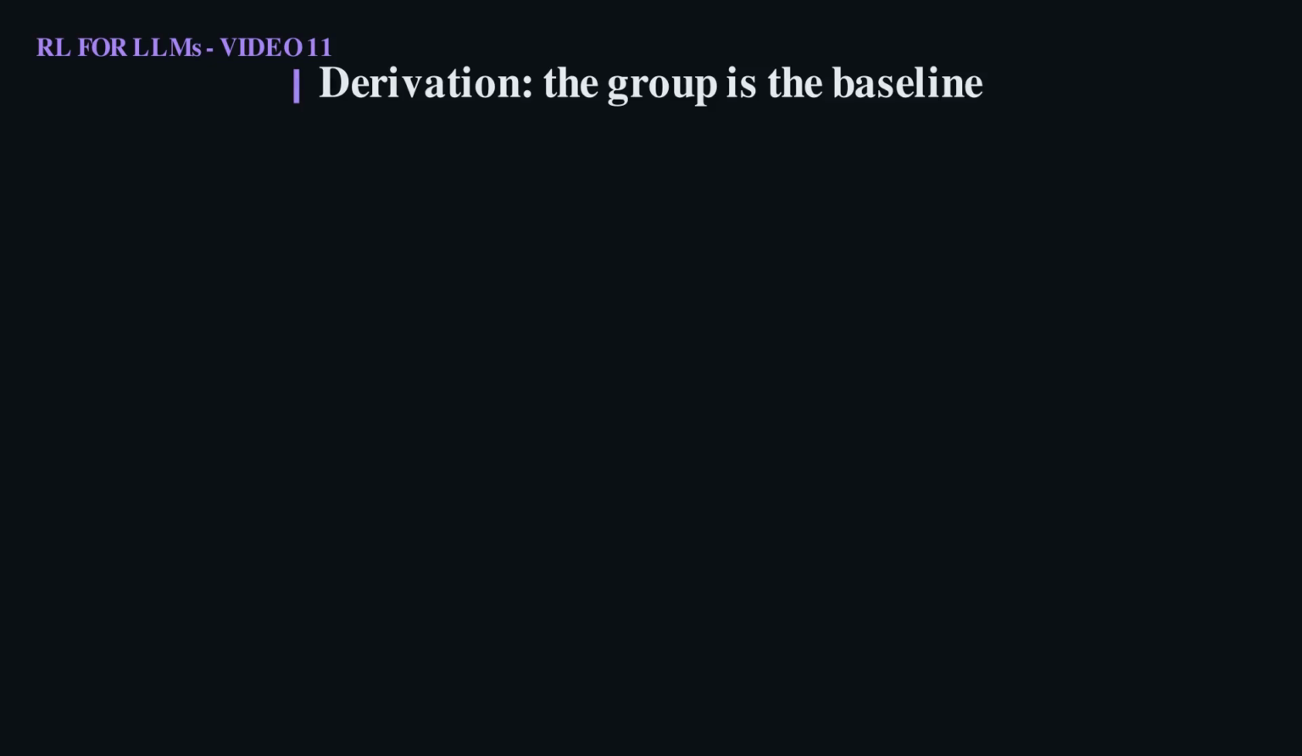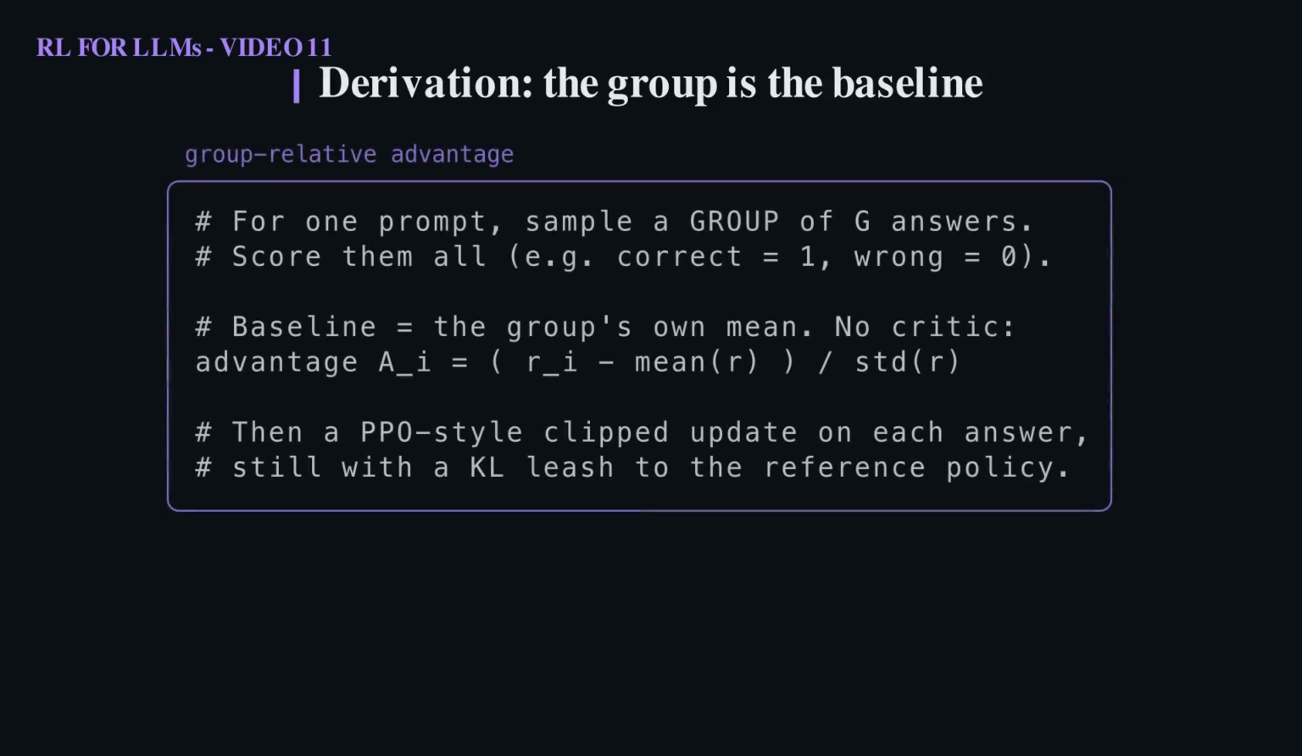For a single prompt, sample a group of answers and score every one of them. The baseline is just the group's own mean, no critic anywhere. Each answer's advantage is how far it lands above or below that mean, divided by the group's standard deviation to normalize the scale. Then you apply the same PPO-style clipped update and the same KL leash you already know. So, GRPO is not a new engine. It is the policy gradient from video 4 with the cheapest possible baseline bolted on. Everything you already learned still applies.